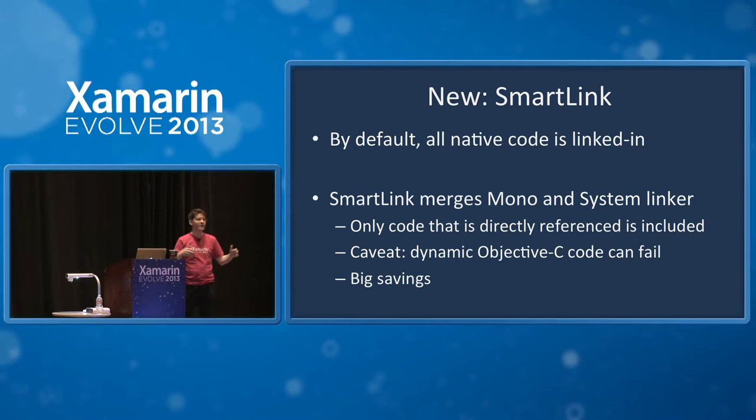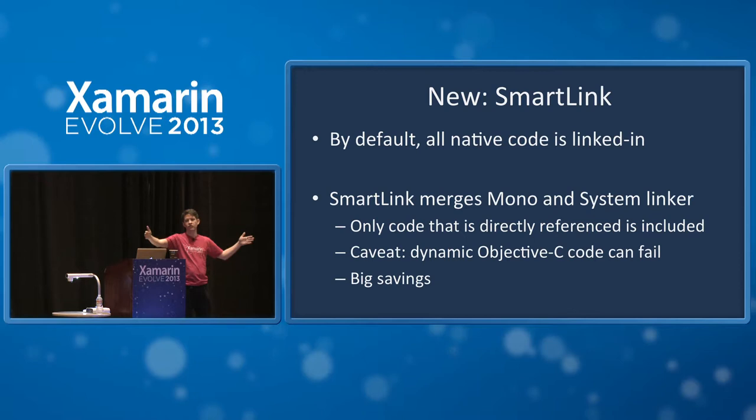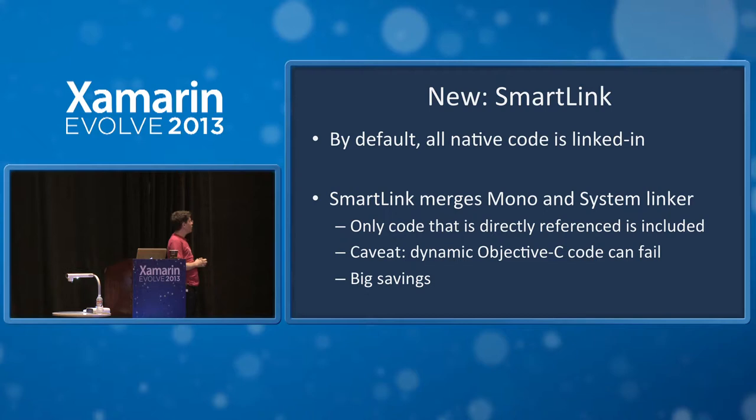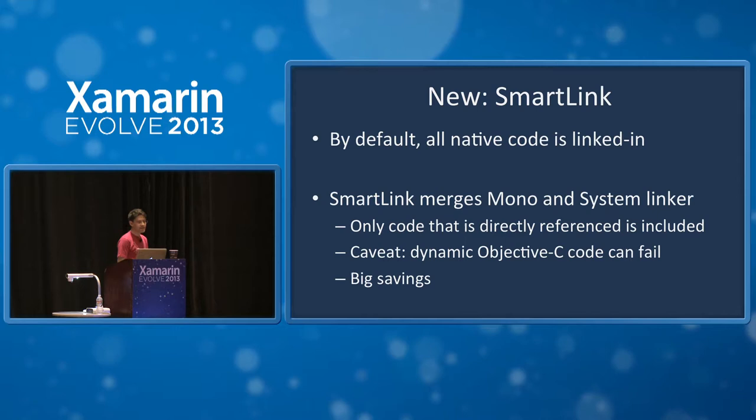But it's possible that this was a very large library that you consumed, and it might contain 100 controls, and you only use one or two. And we still ship the other 98. So that's what we did historically. Now you can opt in to Smart Link. All you need to do is a new flag. So you just say on link with, you say Smart Link. And what it's going to do is only include the pieces that you use.